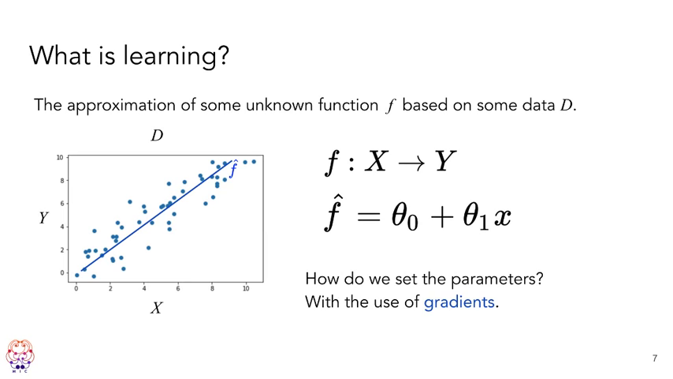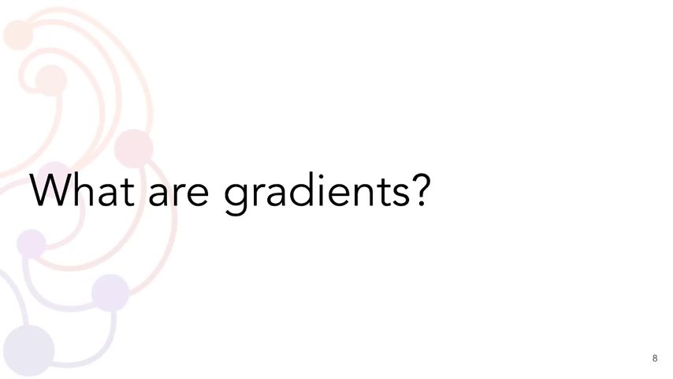But how do we set these parameters? You want values that are going to accurately predict this data. So the question becomes, how do we set these parameters? We use gradients. But what are gradients? I'm not going to assume that you've had a lot of math background. If you haven't even seen calculus, or just took Calc 1 or something, you should be able to follow along here. And I'll explain. Feel free to ask questions at any time.